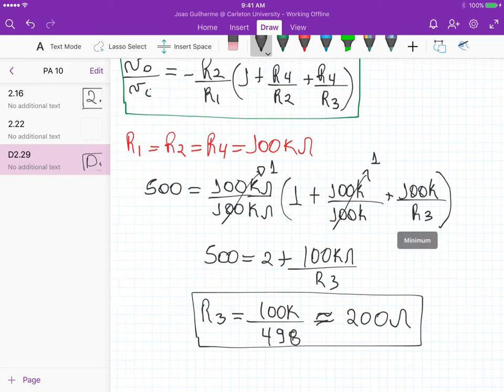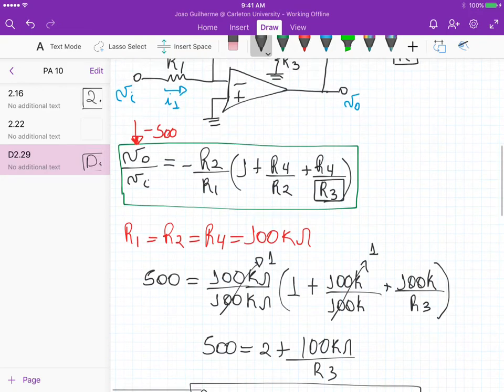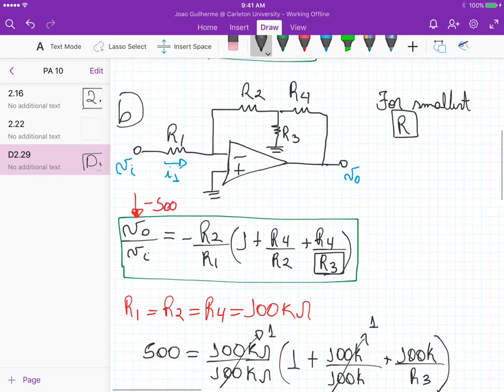If you look at the combinations that we have, R3 here is the independent one, so it just appears once in the equation. If you pick R2 equal to something that is smallest, you would probably not get a smaller value than this 200 ohms here. Now we need to calculate the input resistance.